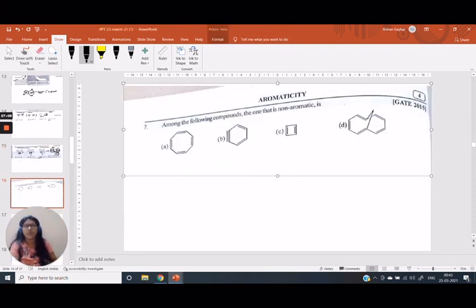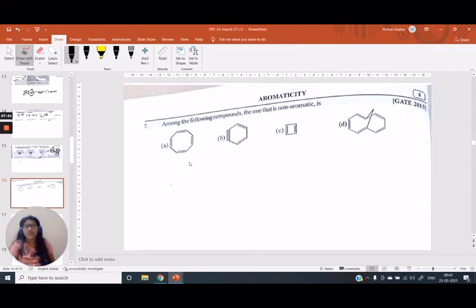Among the following compounds, the one that is non-aromatic. This is the question. Option 1 is cyclooctatetraene. Here 4 double bonds, that is cyclooctatetraene. Here the shape of the compound is tub shape. Due to this tub shape, the structure is non-planar.